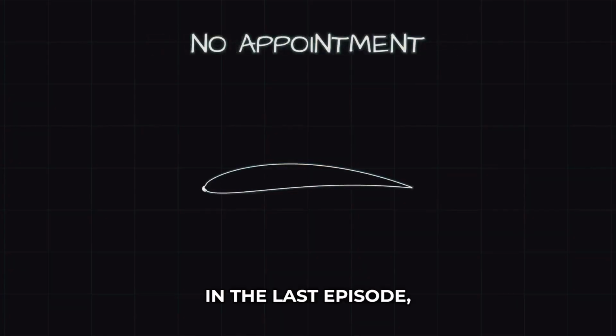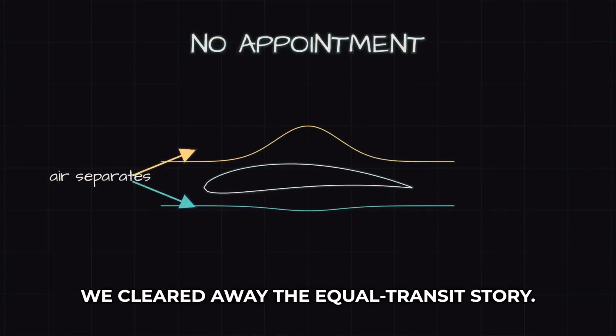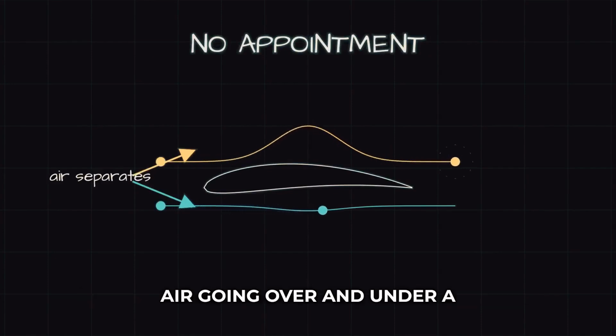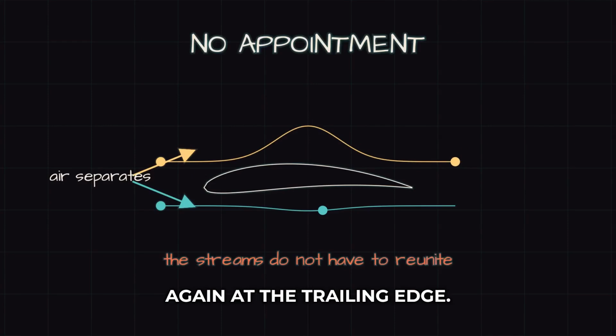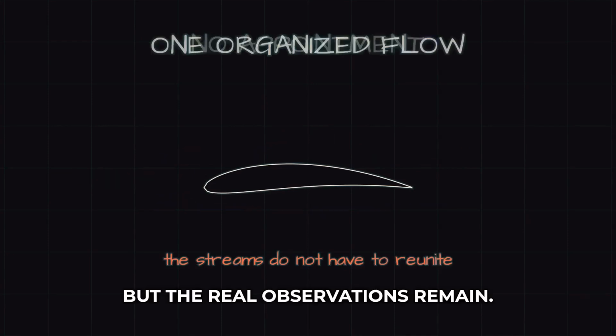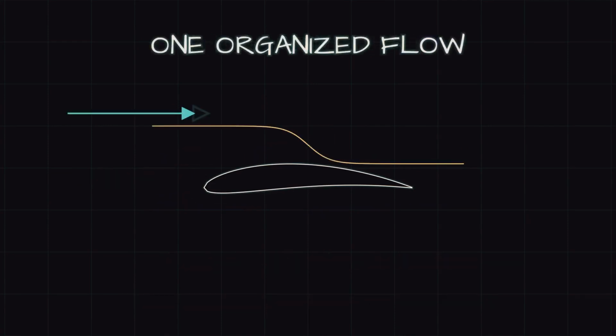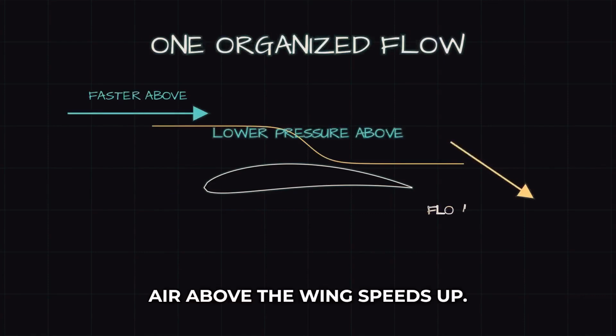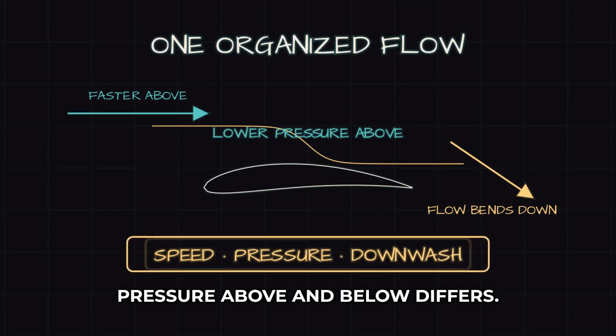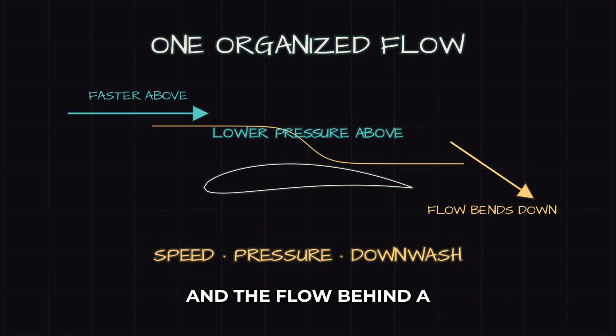In the last episode, we cleared away the equal transit story. Air going over and under a wing does not have to meet again at the trailing edge. But the real observations remain. Air above the wing speeds up. Pressure above and below differs. And the flow behind a lifting wing bends downward.